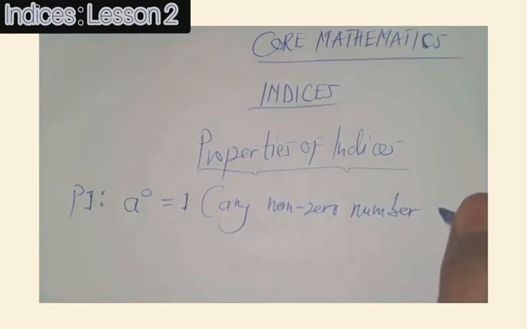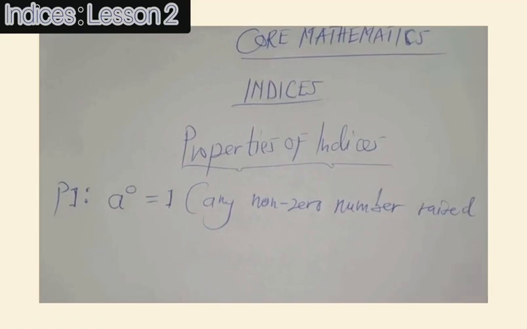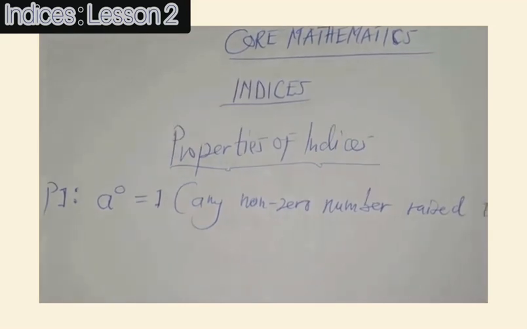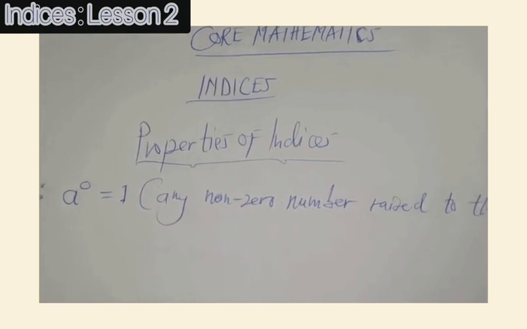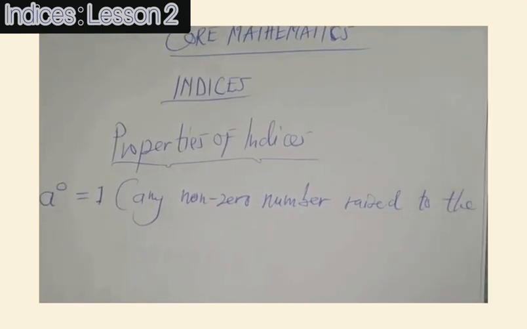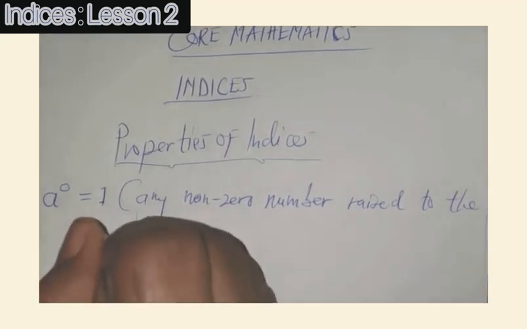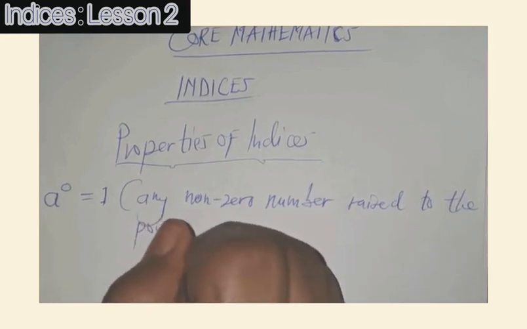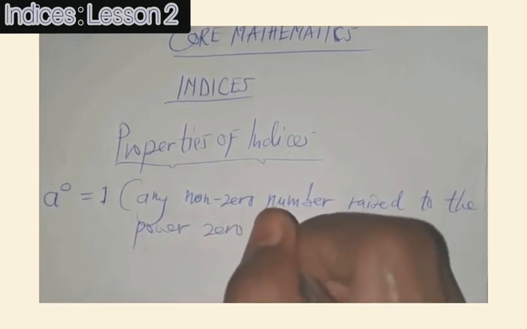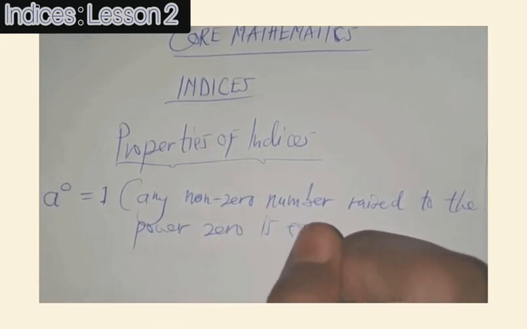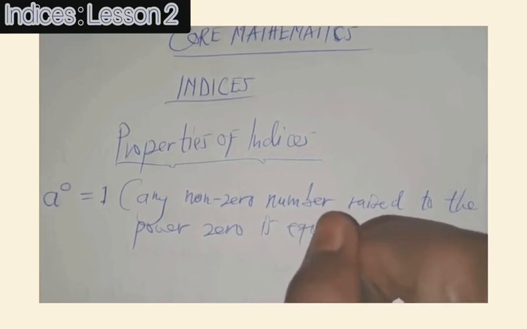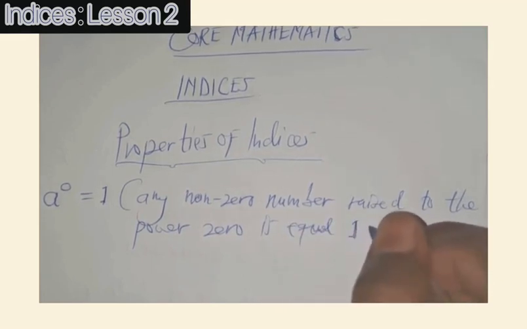Any non-zero number raised to the power 0 is equal to 1. Let's take note of that.